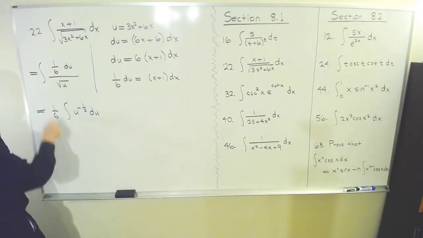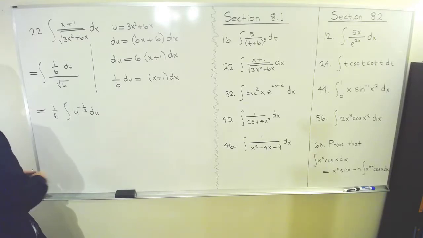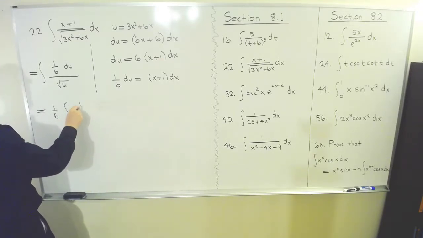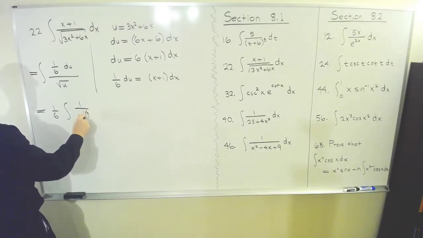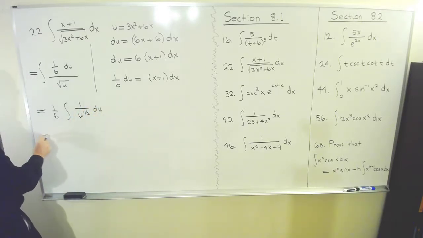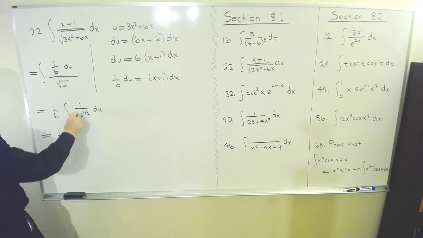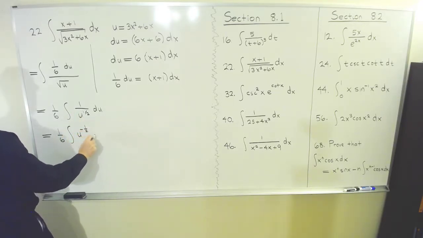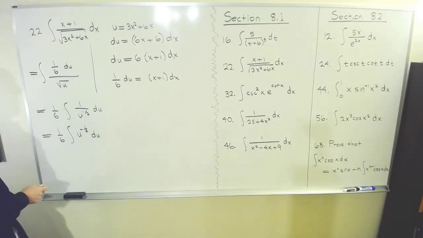I mean, I guess I could write an extra step. The extra step would be to first write this as 1 over u to the 1/2 du, and then I would write 1/6, and I move this up to the numerator as a negative exponent, negative 1/2 du here.